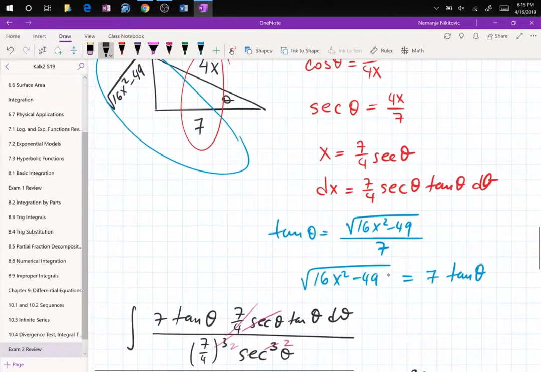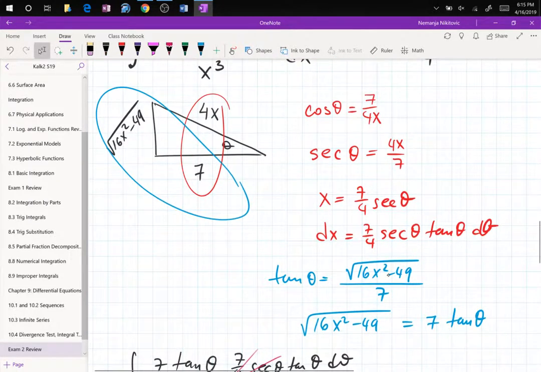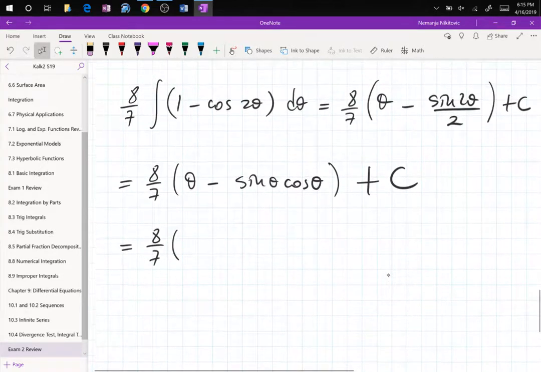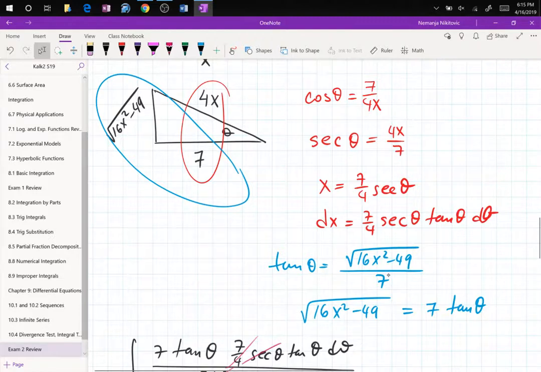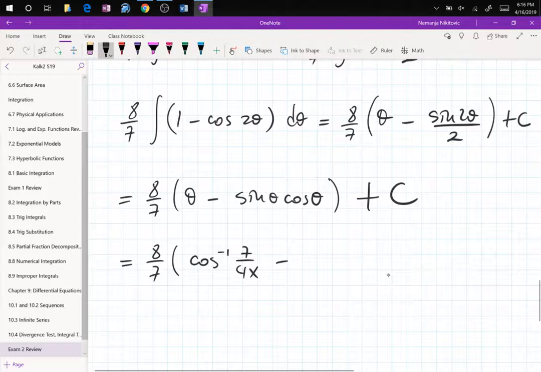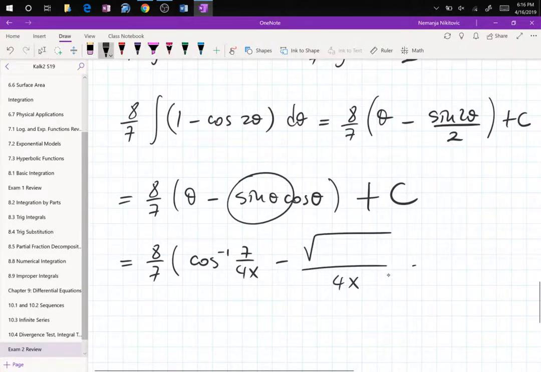Theta is what? Inverse tangent of this? No. Inverse secant? No, even cosine. How about inverse cosine? Inverse cosine 7 over 4x. Minus, now sine, when you read the sine over here, sine is square root over 4x. And then this one is 7 over 4x. Plus C, this is 16x squared minus 49.